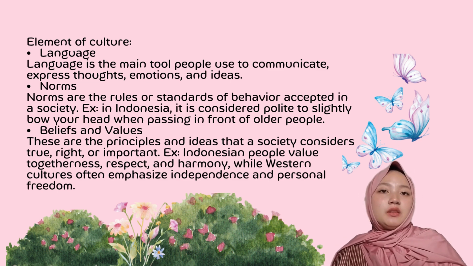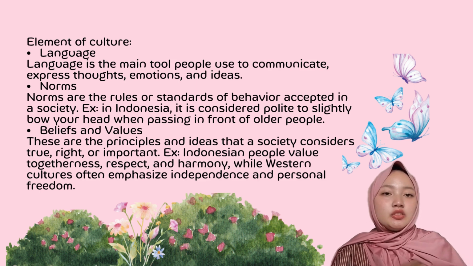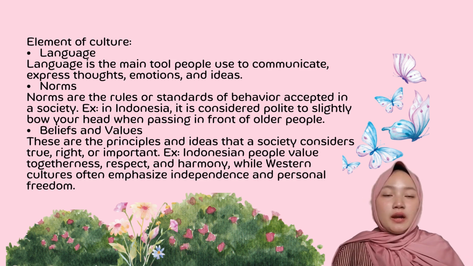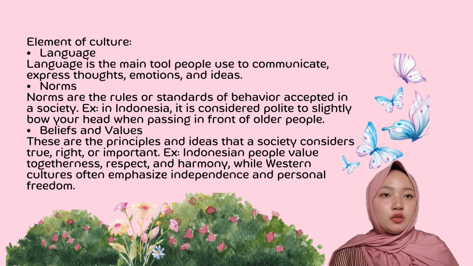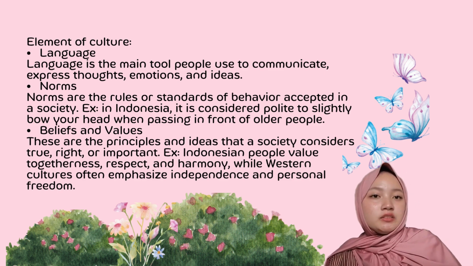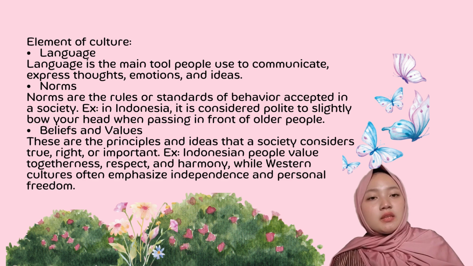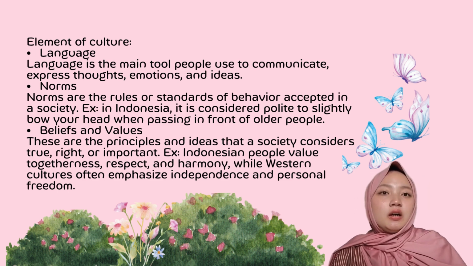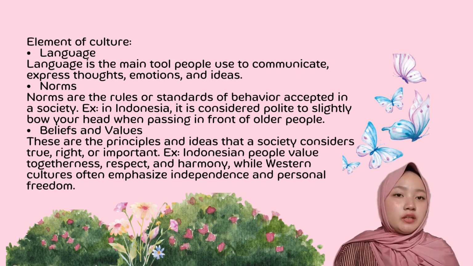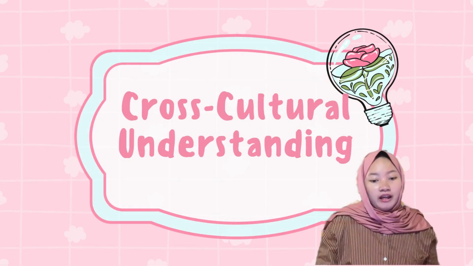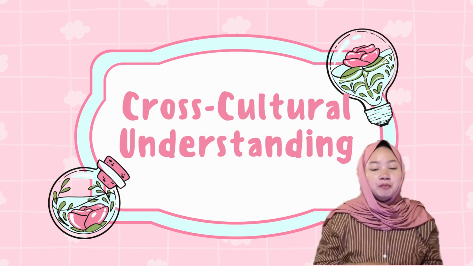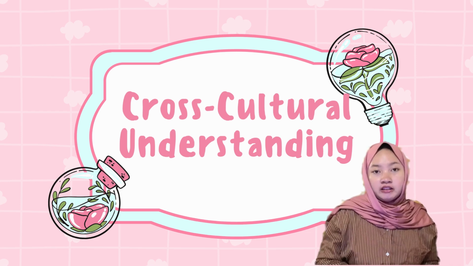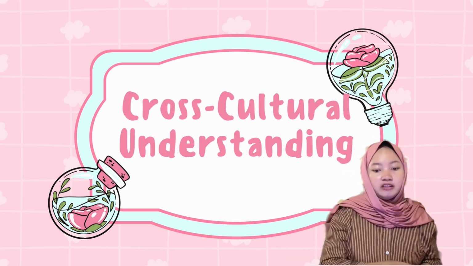And the last, beliefs and values. These are the principles and ideas that society considers true, right, or important. For example, in Indonesia, people value togetherness, harmony, and respect. But in Western values, independence and personal freedom. Now, let's look at Hofstede culture dimensions and how they can be seen in Indonesian culture and Western culture, like the US.